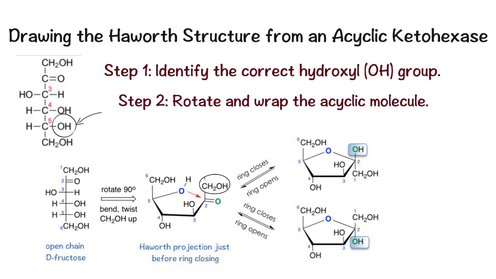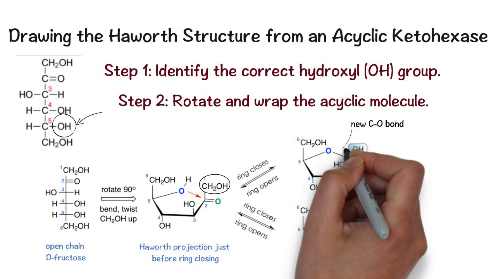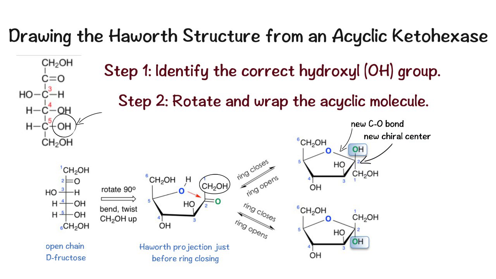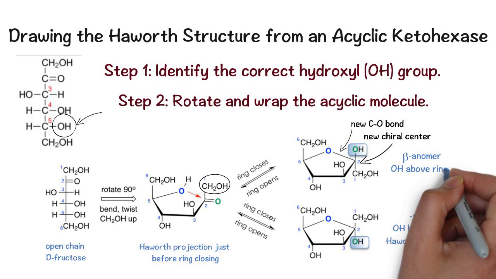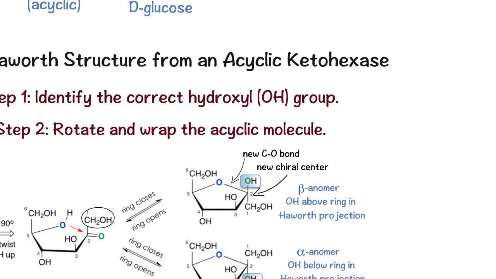The OH group on carbon 5 and the carbonyl carbon form a new carbon-oxygen bond. In the process of forming this bond, a new chiral center is produced. The new OH group is either up or down. The alpha anomer of fructose, called alpha-D-fructose, has the OH group on the anomeric carbon facing down. The beta anomer, called beta-D-fructose, has the OH group facing up.